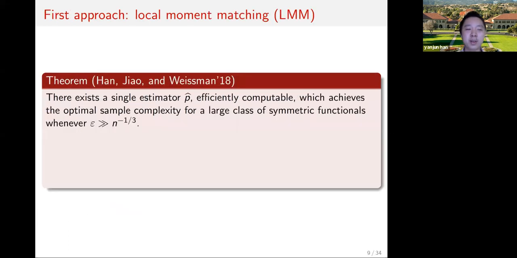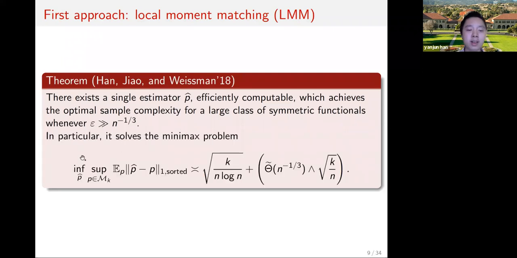The first approach is called local moment matching, or LMM in short, which was proposed in 2018. The main result is that there exists a single, efficiently computable estimator p hat which achieves the optimal sample complexity for a large class of symmetric functionals whenever the accuracy level epsilon is much greater than n to the power minus 1/3.